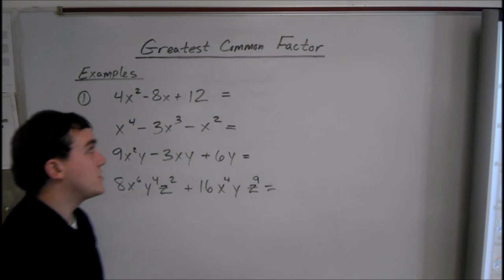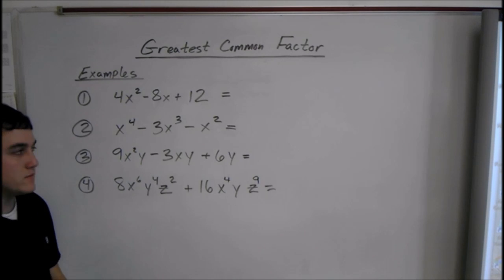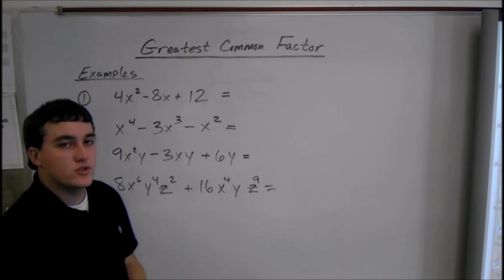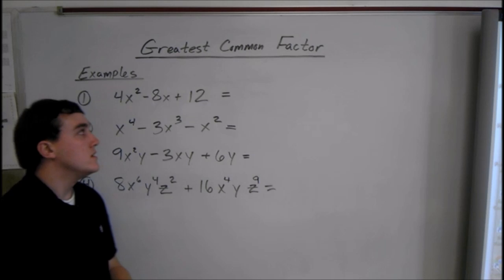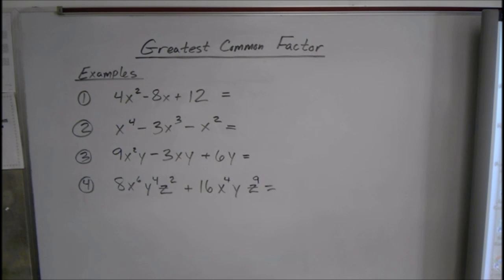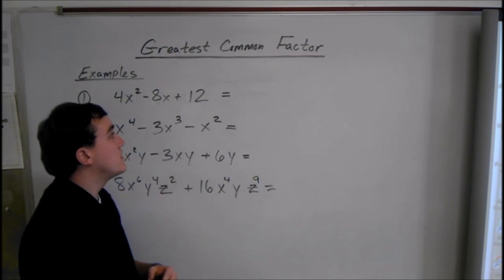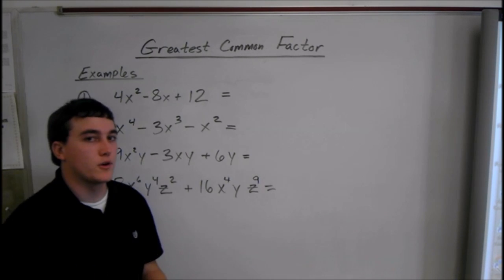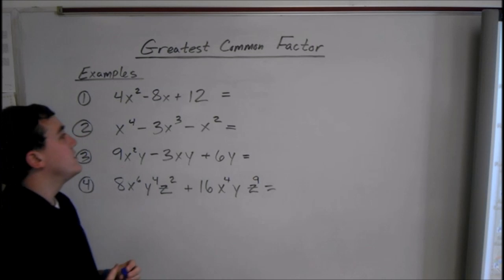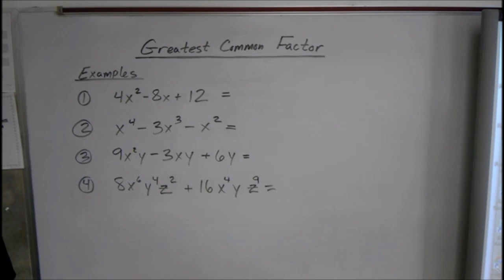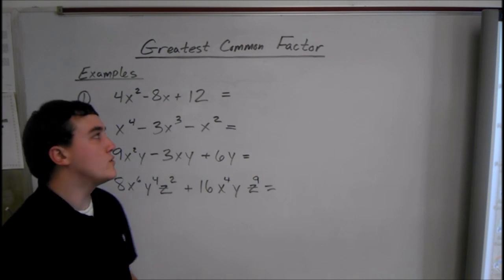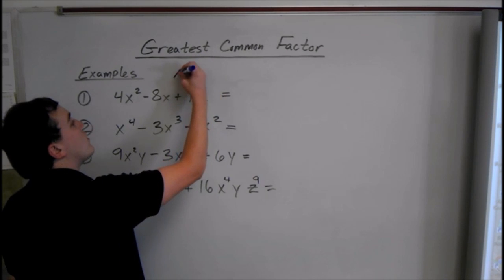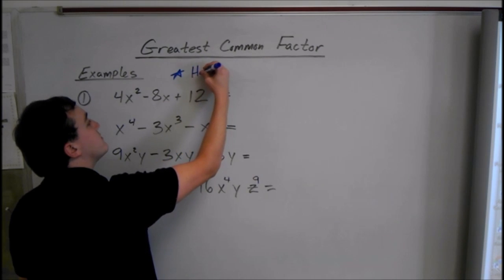Hello. Today I'll be talking about the greatest common factor, and we usually use this when we're factoring polynomials such as trinomials when we're using the AC method. So this is just the basic part of factoring, not exactly the most complicated. What you're trying to do is find what all the terms have in common.